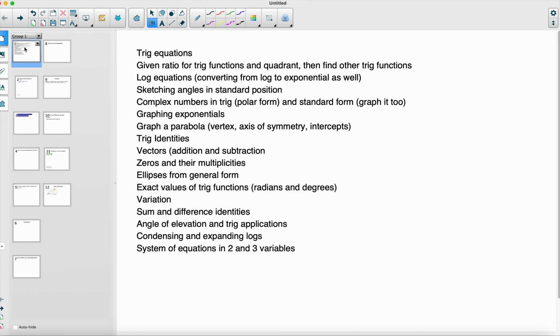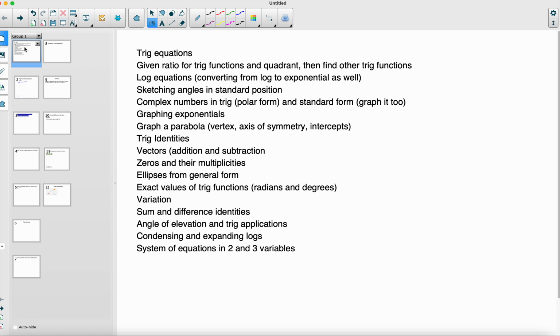Okay, so I promised a video to help review some of the topics on this final, and these are the general topics on the final. You have trigonometric equations, given ratio for trig functions and quadrant, find other trig functions, log equations, sketching angles in standard position, complex numbers, trigonometric identities, vectors. You have a lot of important stuff when it comes to trigonometry and pre-calculus.